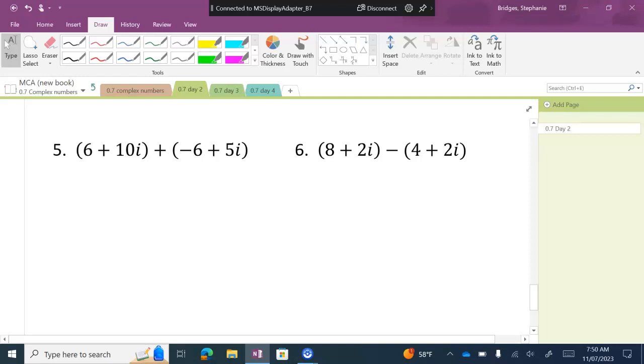With number 5, it is a plus sign in between, so I'm going to be adding. And again, think about that positive 1 there. It's not going to change the first parenthesis. It's also not going to change the second parenthesis.